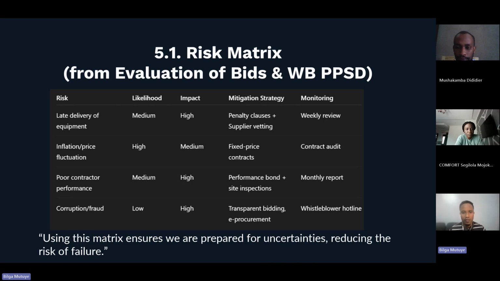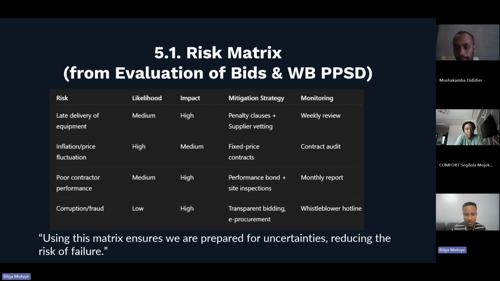The impact on the project's successful implementation can be high because, for instance, if delivery of equipment is late, the impact on successful implementation of the project will be high, so we would not meet the deadline as well as the project duration. How to mitigate this risk is usually through penalty clauses throughout the contract as well as supplier vetting. How to monitor it? It can be done through weekly reviews as well as continuous follow-ups and others.